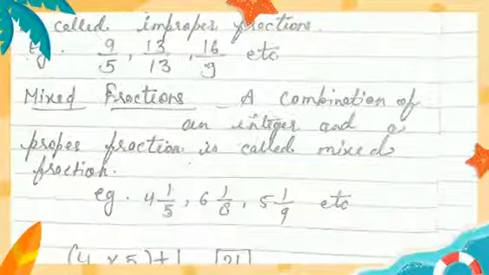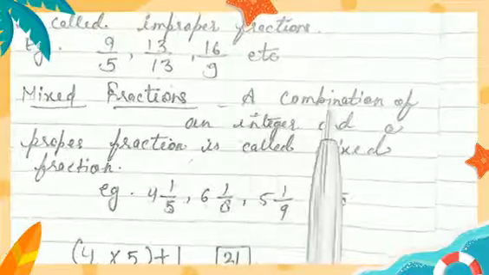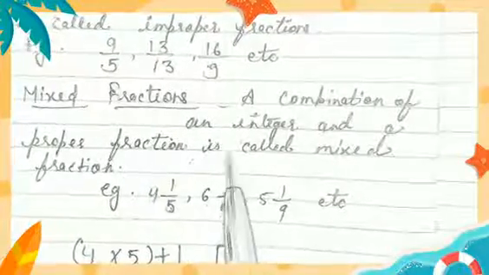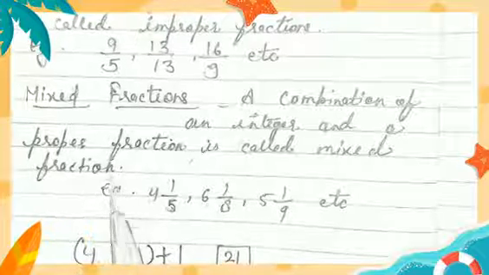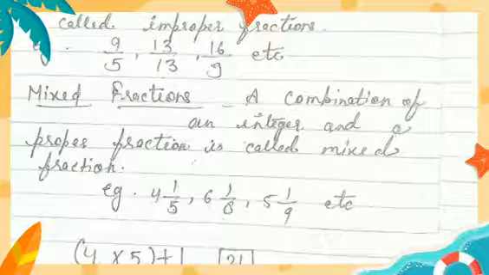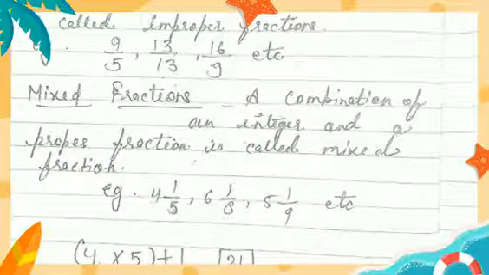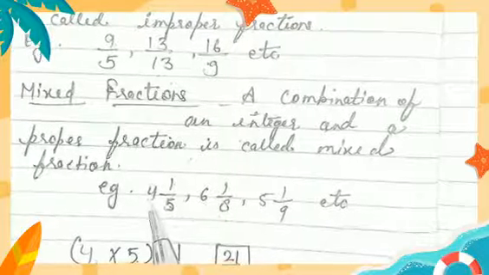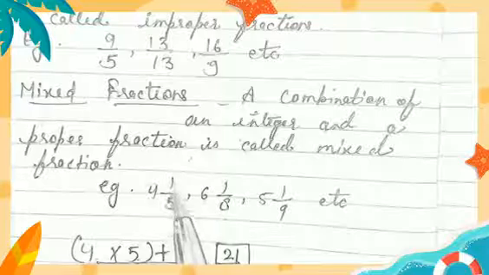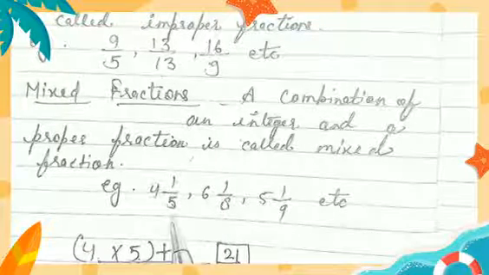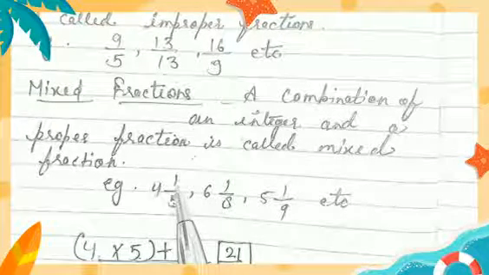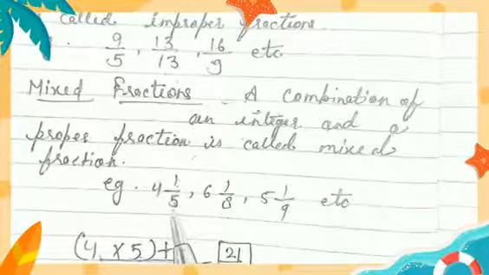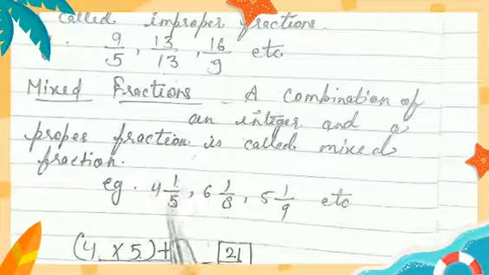Next fraction is mixed fractions. A combination of an integer and a proper fraction is called a mixed fraction. If the fraction has one integer and a proper fraction, it is called a mixed fraction. You see, 4 is an integer and 1 by 5 is a proper fraction because 1 is smaller and 5 is greater. Its numerator is small and denominator is big. So it is a proper fraction.